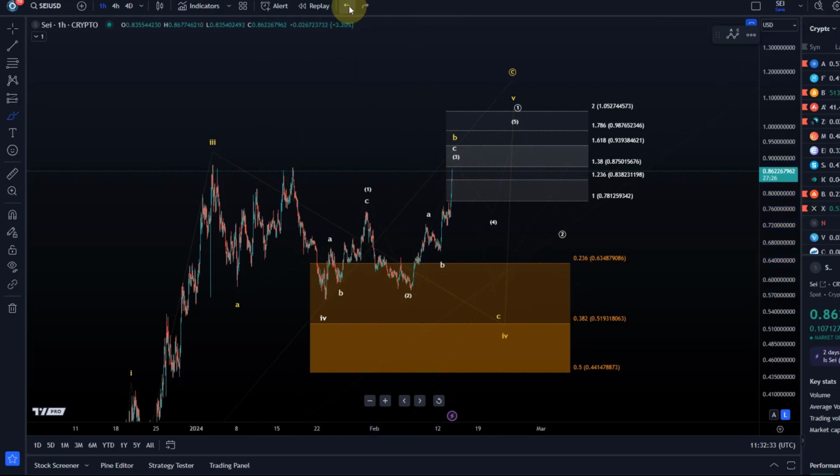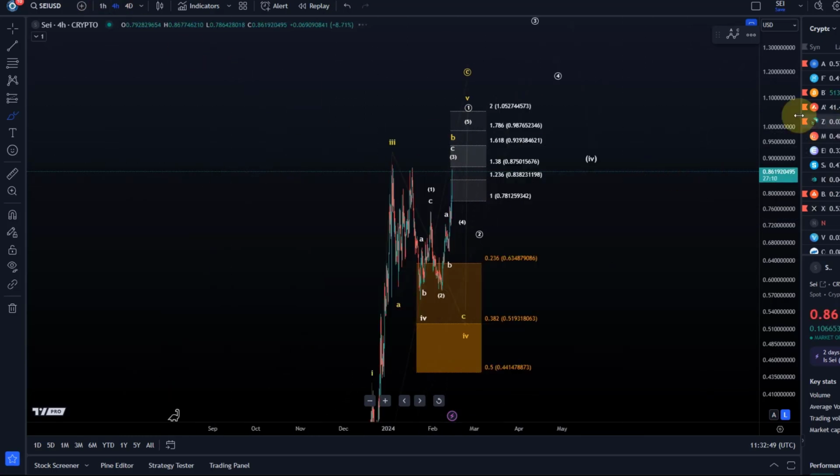But I'm not sure, it looks a bit like a double bottom down there. It's not really a double bottom because it's not really the same level. But anyway, possible reversal is performing well. It's moving in line with the bullish forecast for SEI. It's an impulsive structure. That's why we're covering it, okay?